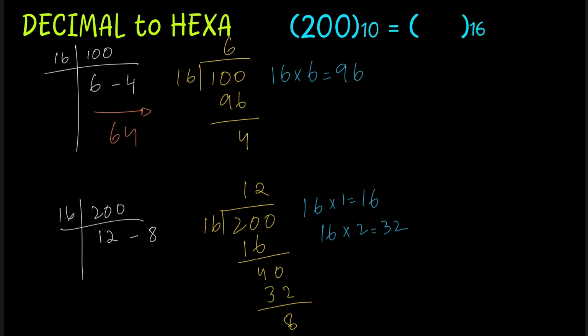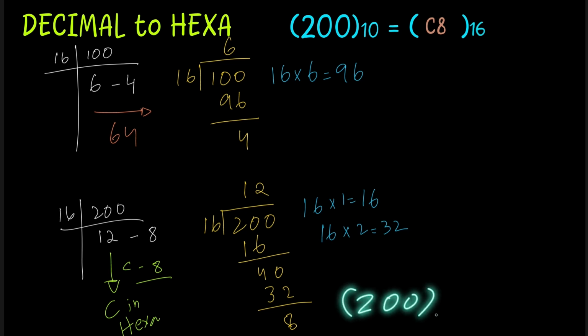But the thing to note here is 12 in hexadecimal terms is C, so we will write C, and 8 in hexadecimal terms is 8, so the answer for the decimal 200 is C8 in hexadecimal.